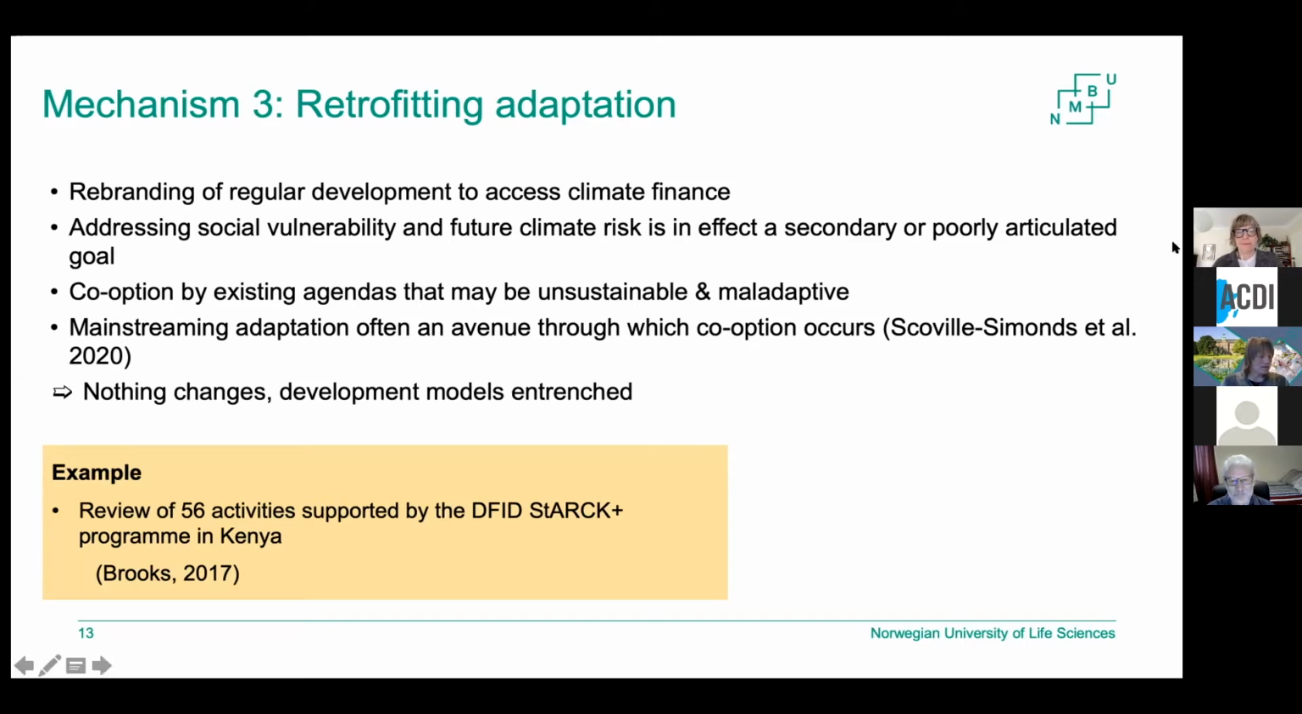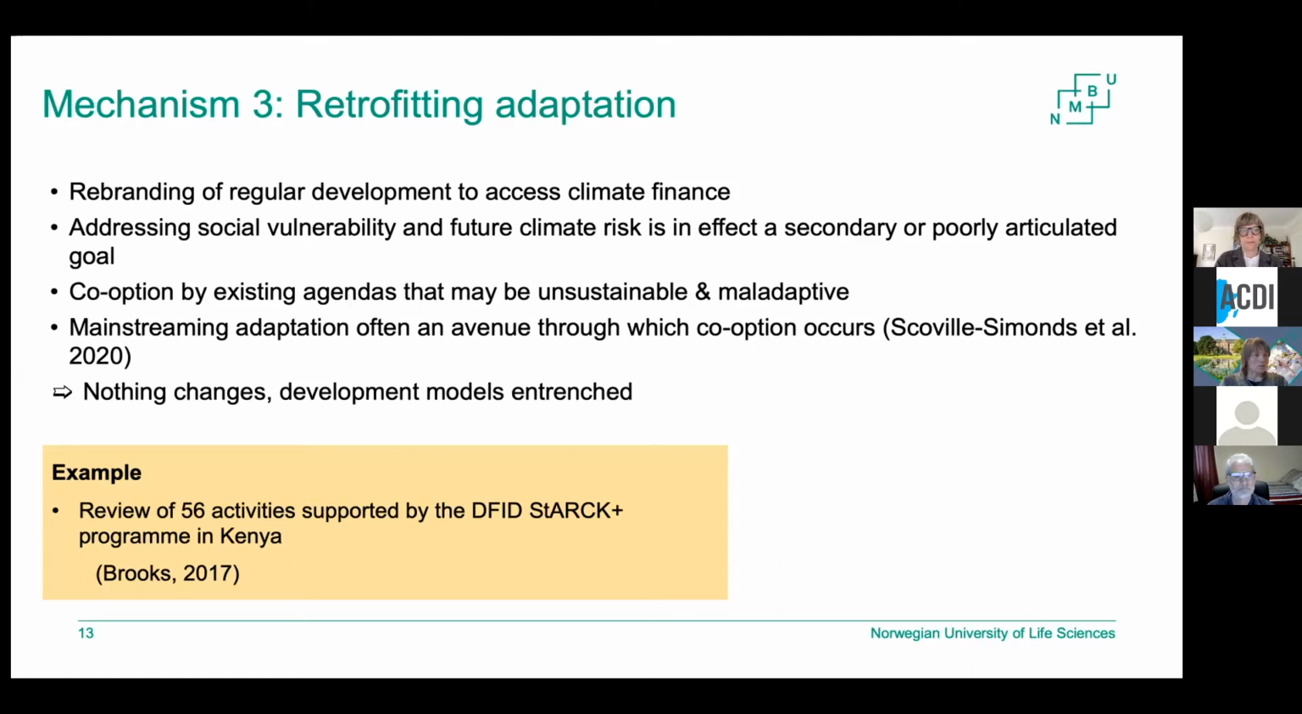So what happens then, though, is that you don't engage the deep understanding of what vulnerability context is, or even what adaptation means in the context where you work, because you're already shaped by what you see as the development solution. And addressing social vulnerability and future climate risk becomes, in effect, a secondary or a poorly articulated goal.